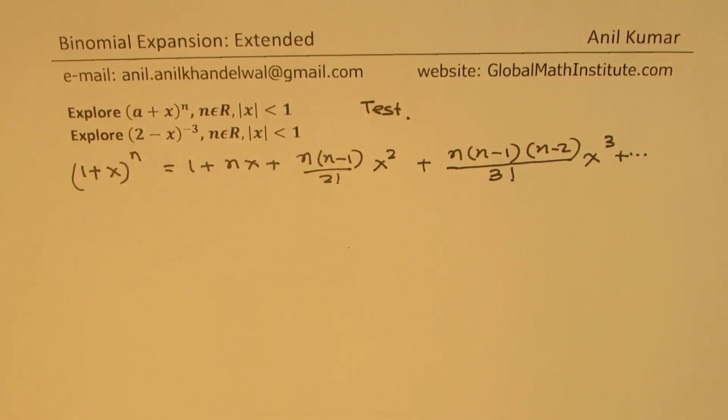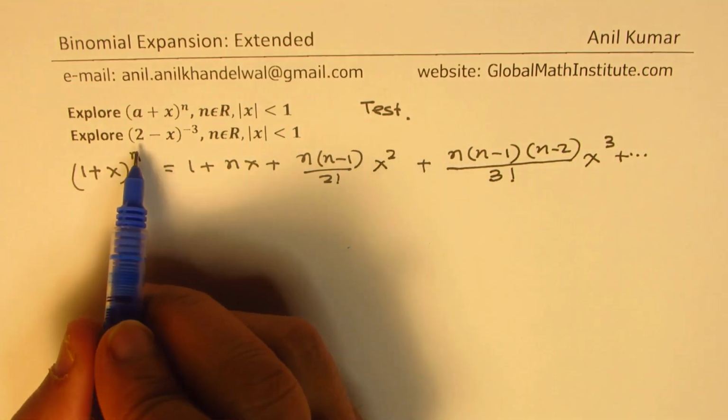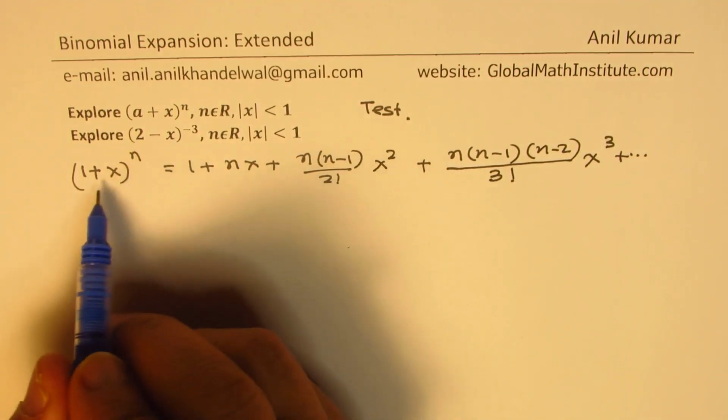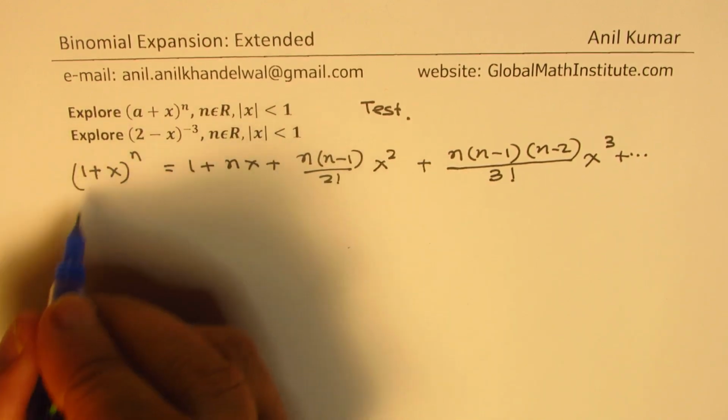Now in our case, in this particular expansion, the first step is to write this in the form of 1 plus something. How do we do that? Okay, so we could do it like this.